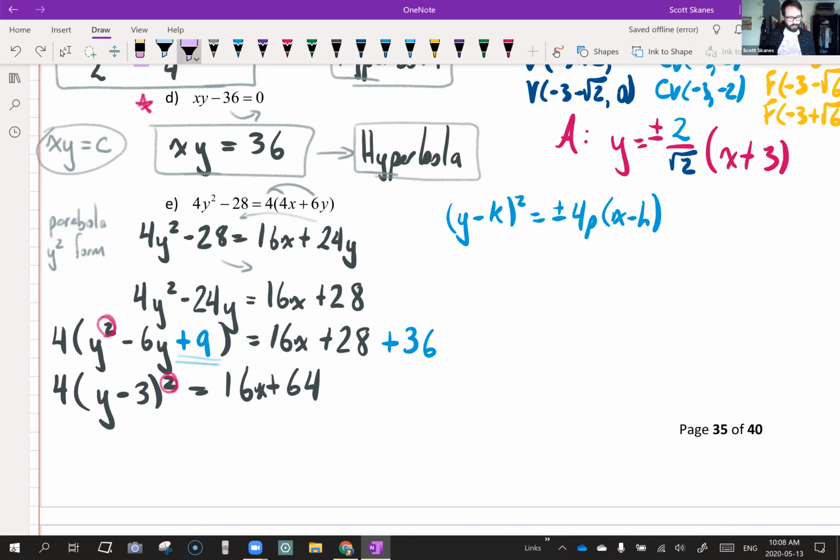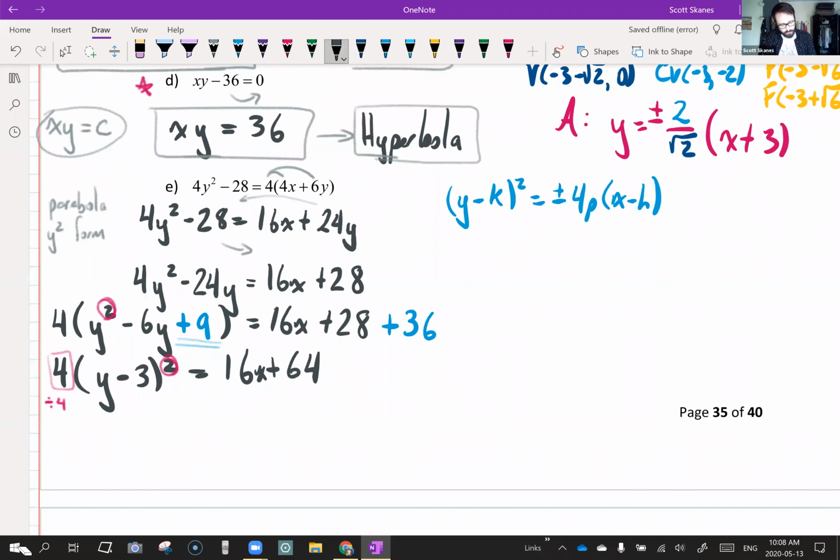We're going to need to do two things. We're going to need to divide everything by this 4 in order to get rid of it over here. And then we're going to need to do a little common factoring. So this is a little trickier question, but it's still not too much. Divide everything by 4. That would be 4x. What's 64 divided by 4? 16.